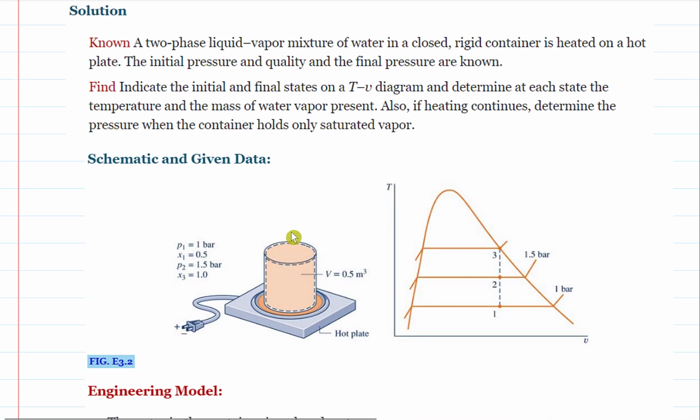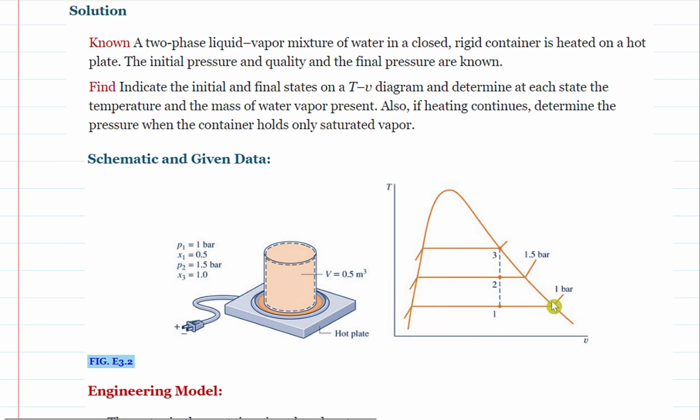So we have a rigid container. No mass can go in or out of the system. It's a closed system, and rigid, so volume is fixed. The initial pressure and the quality are given, and the final pressure is also given. To understand the process better, we can plot the process on a T-v diagram.